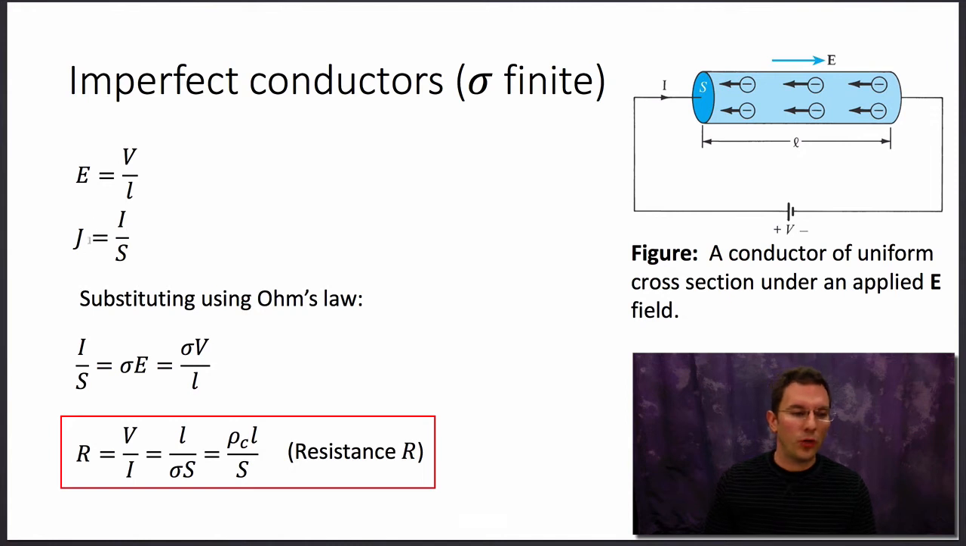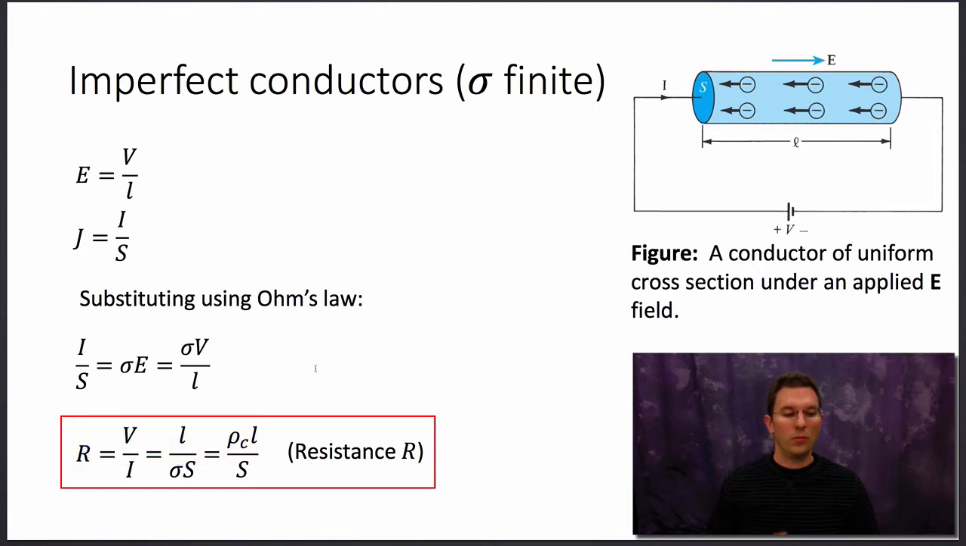If we substitute in now for J using Ohm's law, we're going to get this equation: I over S is equal to sigma E, which is also equal to, substituting for E, sigma V divided by L. Interestingly enough, if we rearrange this equation and solve for the ratio V over I, we find that V over I is equal to L, the length of our conductor, divided by sigma times the cross-sectional area S. And this V over I is literally resistance from circuits 1 right there.